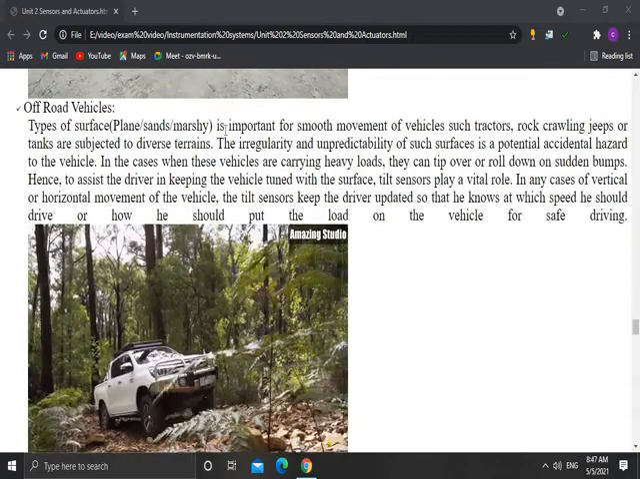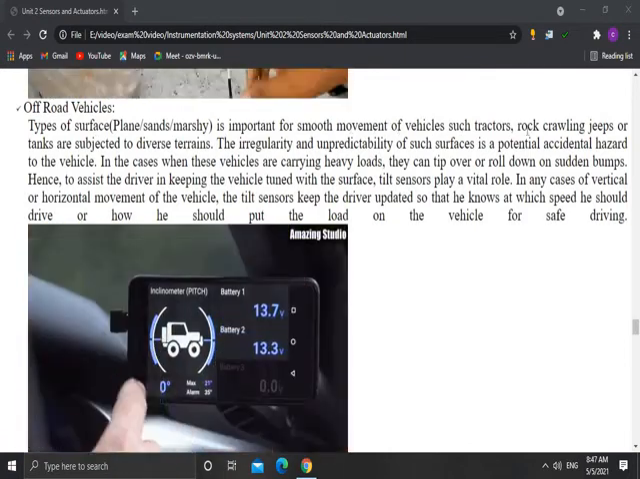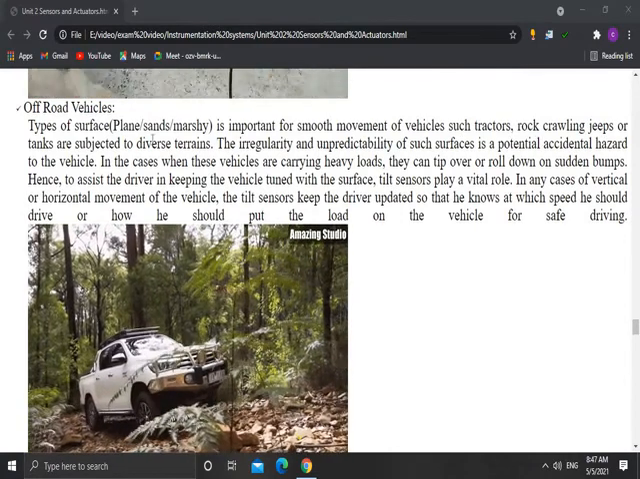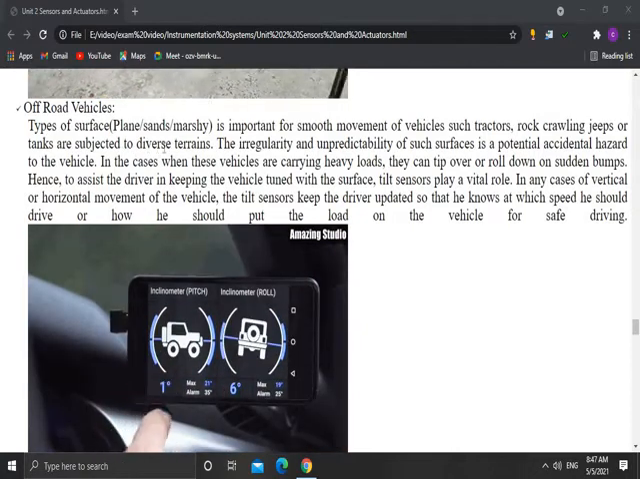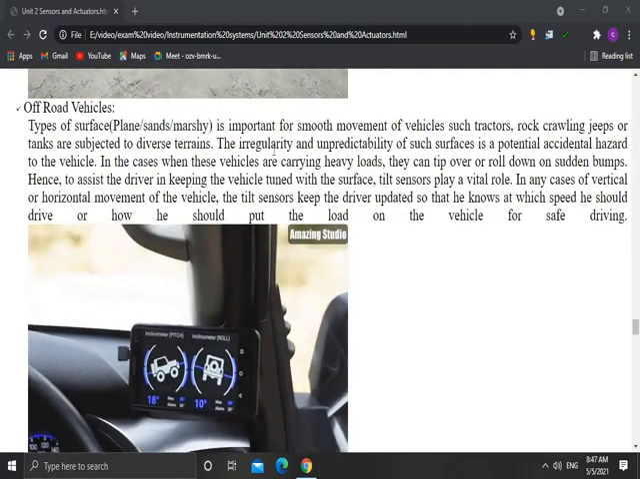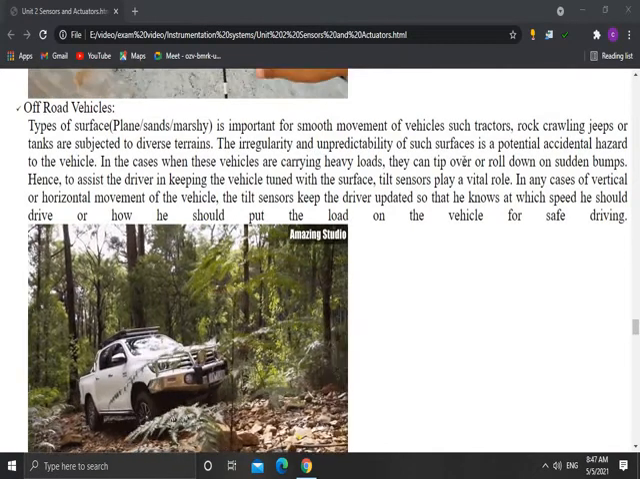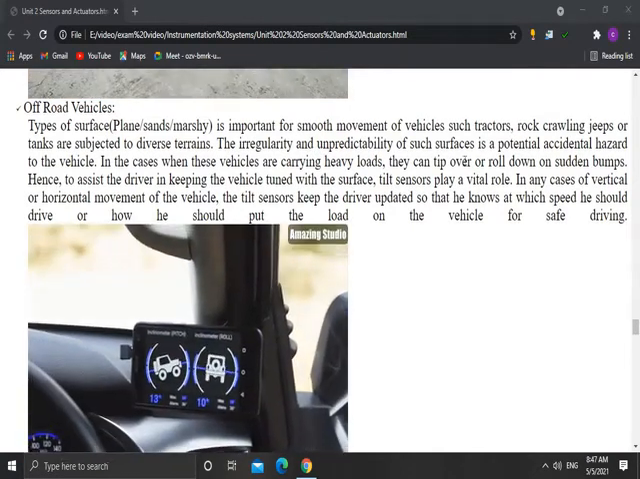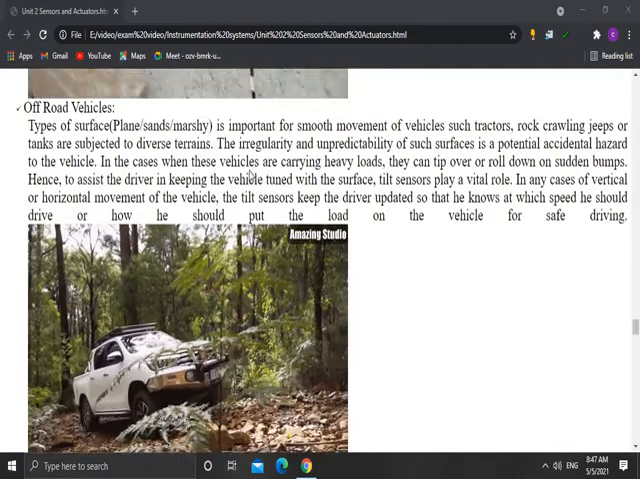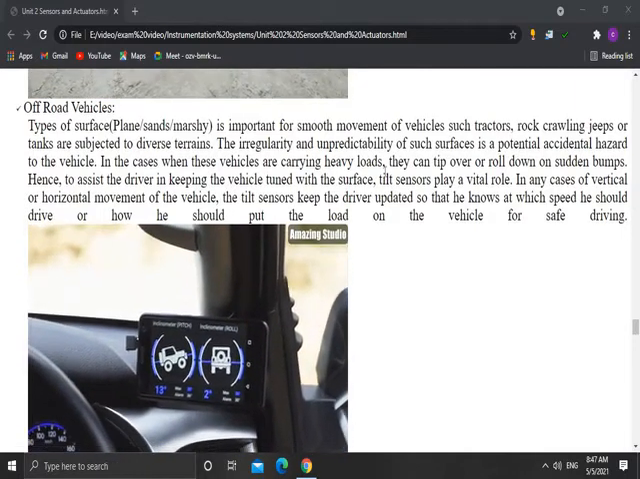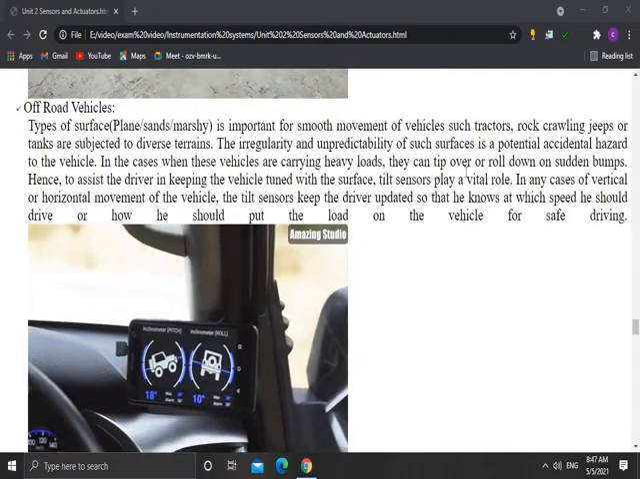Type of surface is important for smooth movement of vehicles such as tractors, rock crawling jeeps, and tanks, which are subjected to diverse terrain. The irregularity and unpredictability of such a surface is a potential accidental hazard to the vehicle when these vehicles are carrying heavy loads. They can tip over or roll down on sudden bumps.